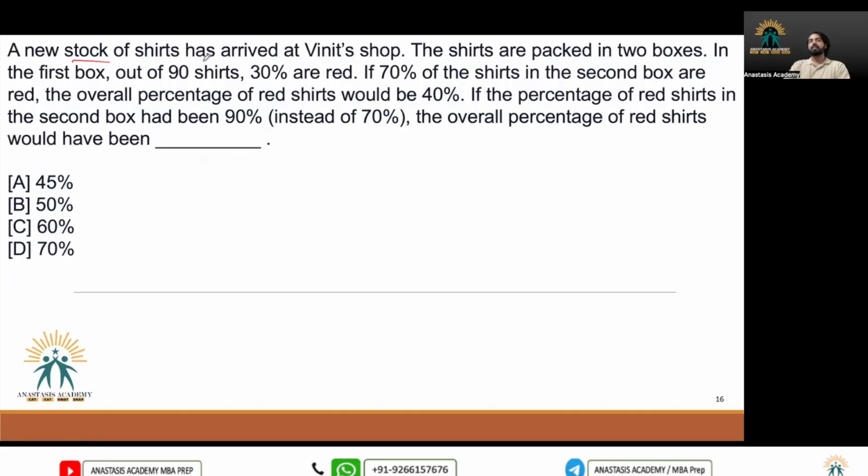A new stock of shirts has arrived at Vineet's shop. The shirts are packed in two boxes. In the first box, out of 90 shirts, 30% are red.